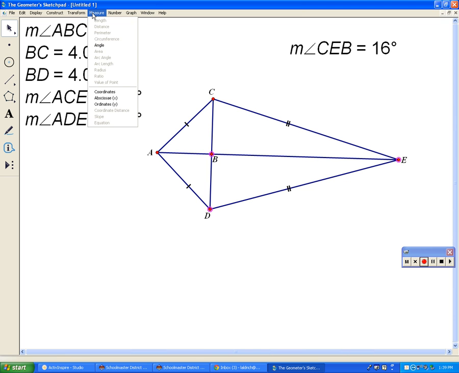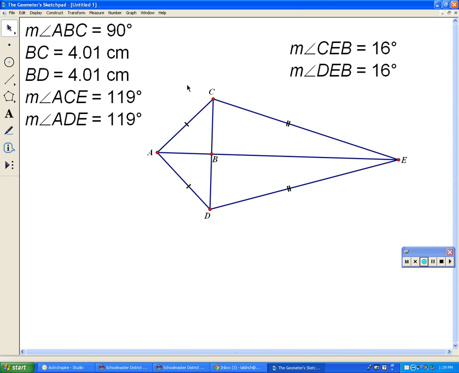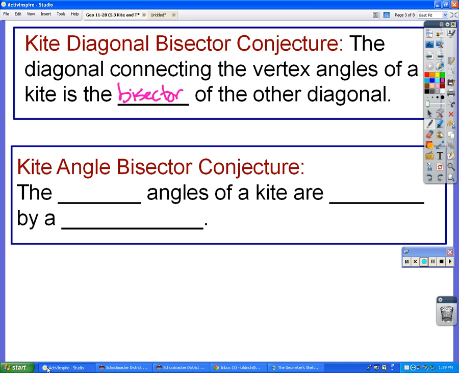And the same thing is true on the other side. These two angles are congruent to each other as well. Okay? And so what that means is since those two angles are congruent, that means this diagonal bisects these vertex angles. So the kite angle bisector conjecture is that the vertex angles of a kite are bisected by a diagonal.